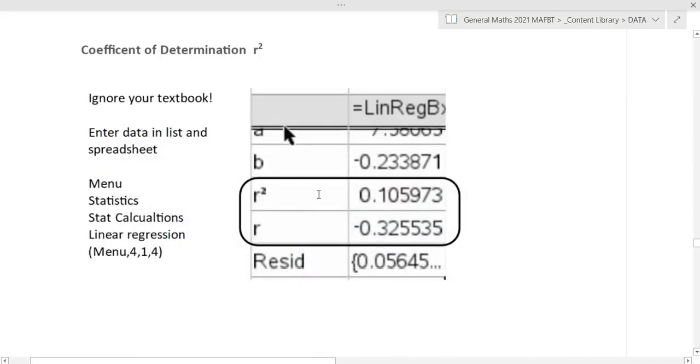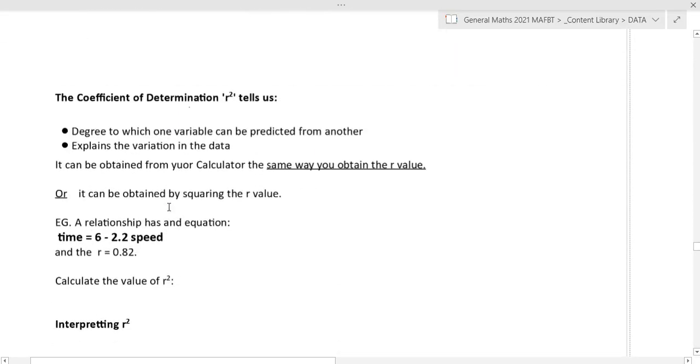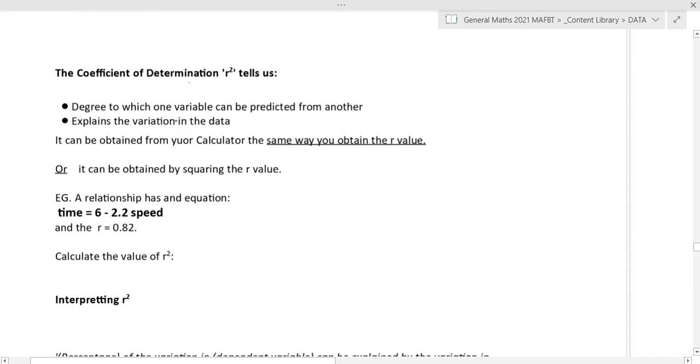Okay, so what's the point of it? How do we interpret it? Let me get into that. The R squared, what does it tell us? It tells us the degree to which one variable can be predicted from another. Remember that the R value explains the association between two variables. The R squared value is slightly different in that it helps us understand the chance or the degree to which one variable will predict another one.